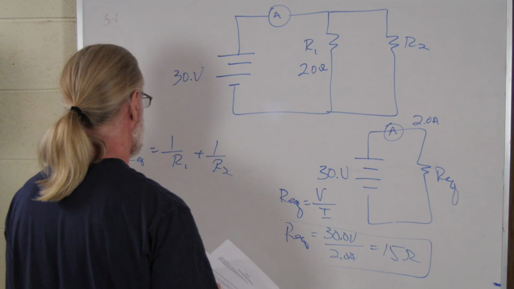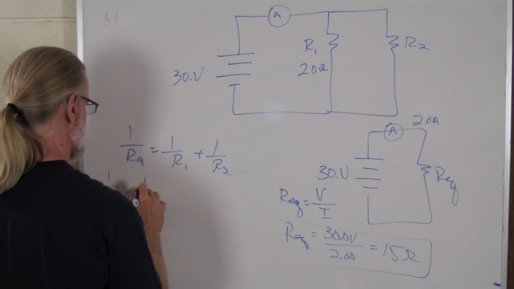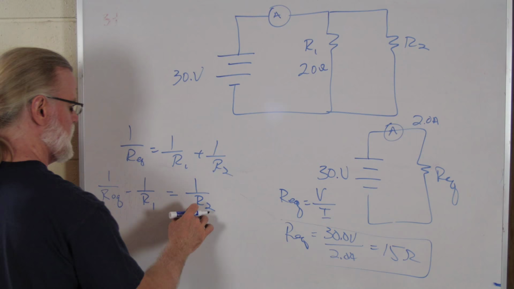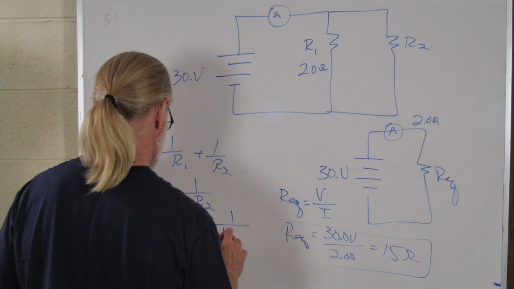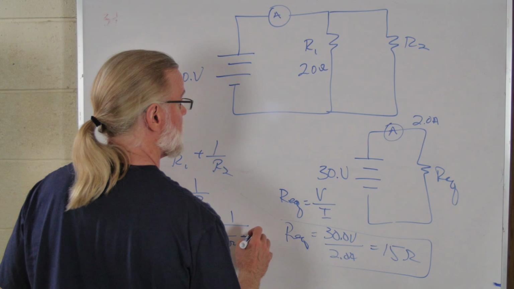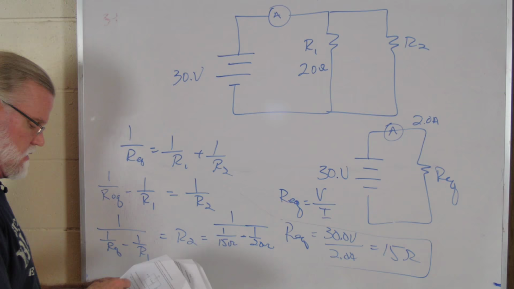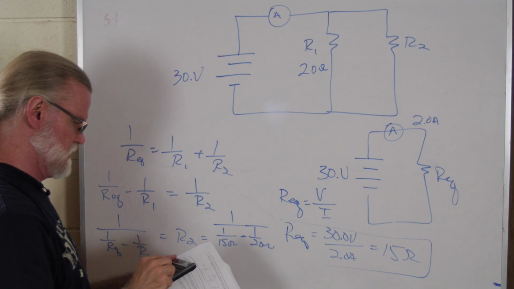1 over R equivalent minus 1 over R1, just bring R1 over to the other side, equals 1 over R2. I want R2, so let's invert both sides. All right. So plugging these numbers in, we have 1 over 15 ohms minus 1 over 20 ohms. And if this was 20, our equivalent would be 10. So it's got to be, it must be more than 20 ohms.